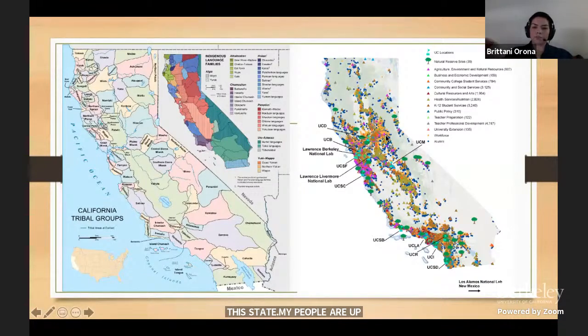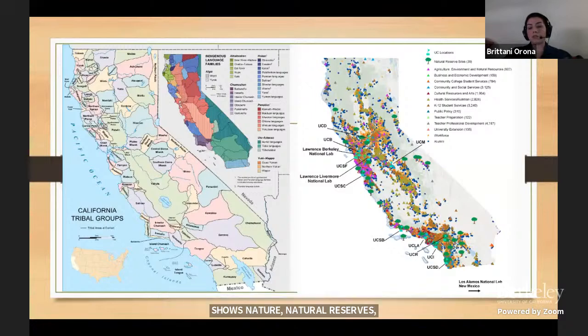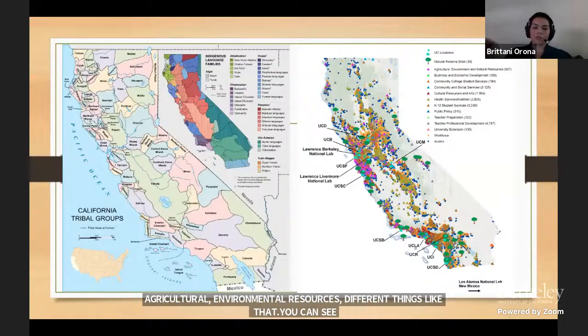Then you'll see a map of the UCs. You can't see it specifically, but I'm using my cursor to show where UC Berkeley is, which is the start of the University of California system under the Morrill Act of 1862. But I really wanted to give a context of where tribal lands are in relation to the university and also current university projects. The map on the right shows natural reserves, agriculture, environmental resources, different things like that. So you can see that the contemporary impacts of the UC are still pretty strong and prevalent over indigenous land.